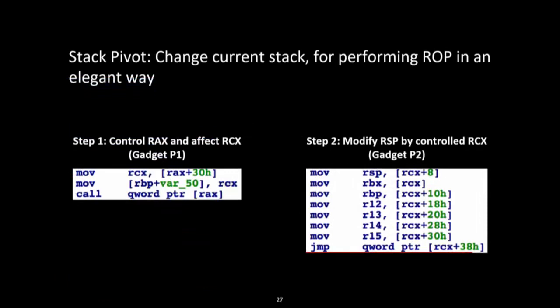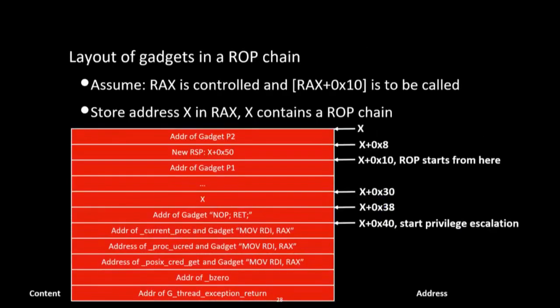The following gadgets are used in the stack pivot of this ROP chain. At the beginning, we use RDI to control RCX. Then we use RCX to control RSP, which is the stack pointer. So here is the layout of gadgets in a ROP chain. Note that RDI is controlled by us.